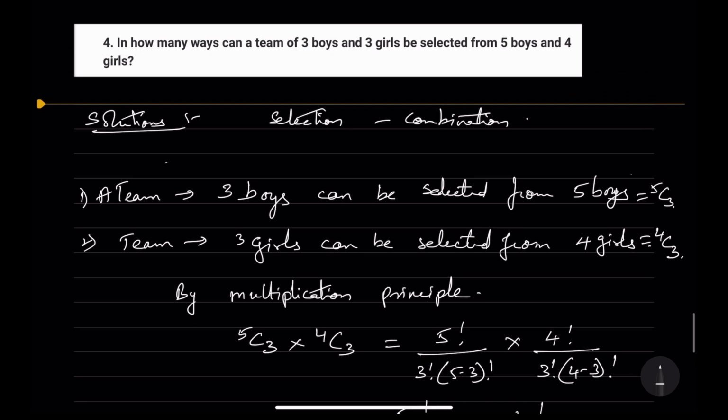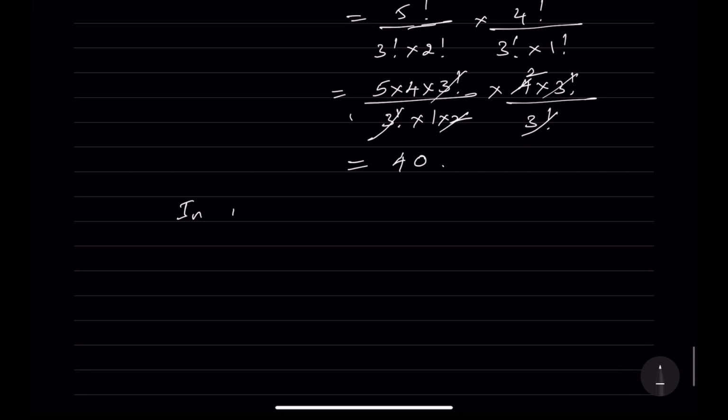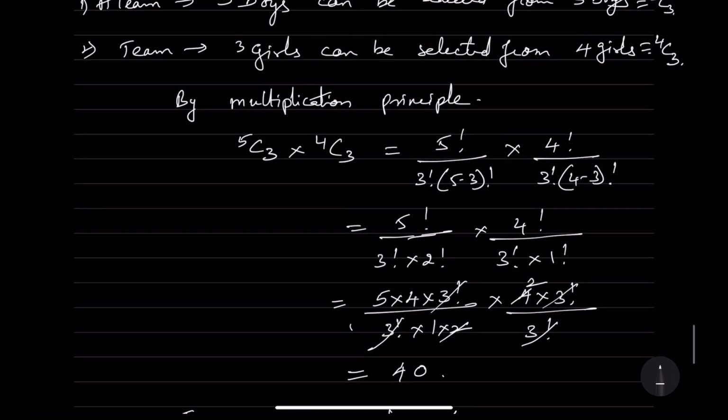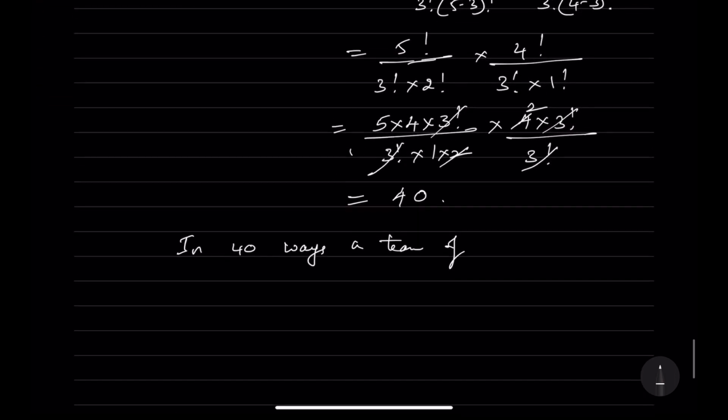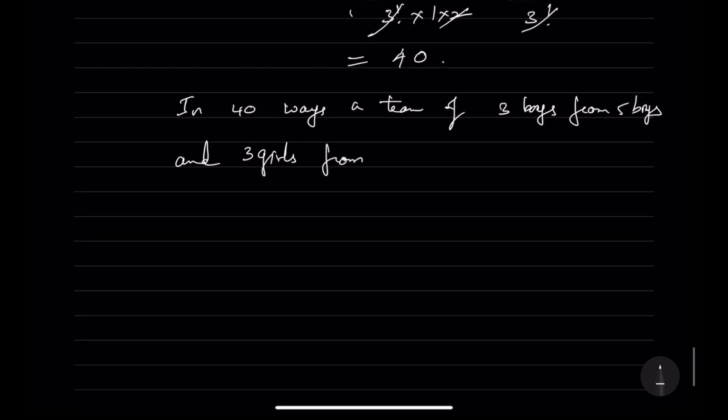So there are 40 possible ways, in 40 ways a team of 3 boys from 5 boys and 3 girls from 4 girls can be selected. In 40 ways we can select this.